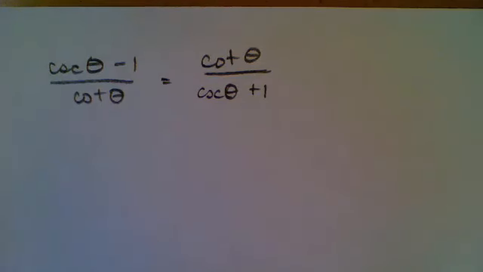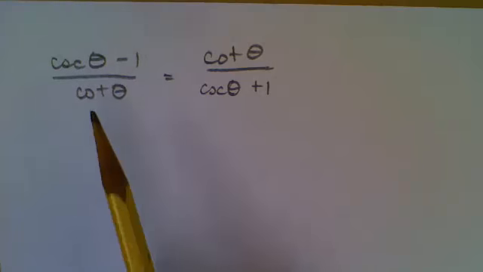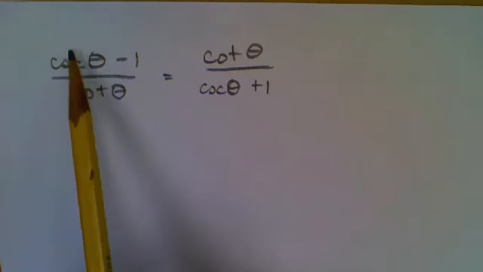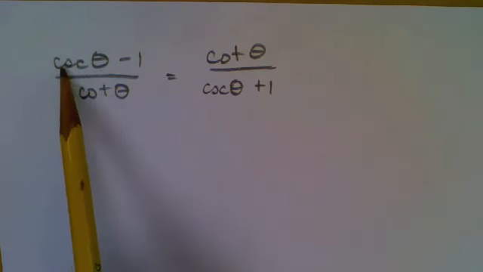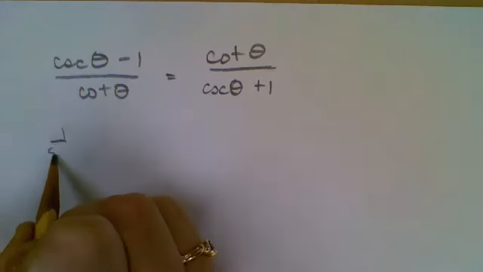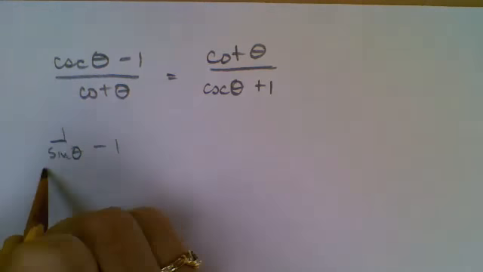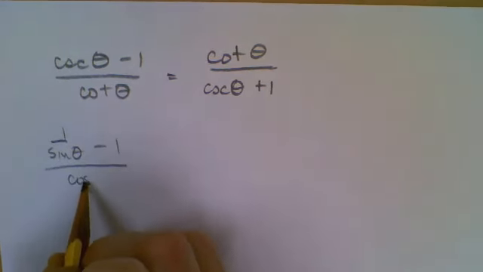All right, with problem 3, I don't think it really matters which side you start with because they both have cotangents and cosecants in them. So let's start with the left side. I would probably put everything in terms of sine and cosine. So cosecant is 1 over the sine. Cotangent is cosine over the sine.